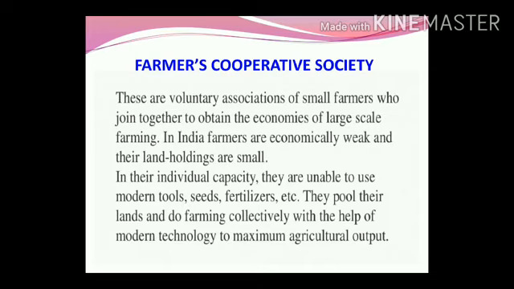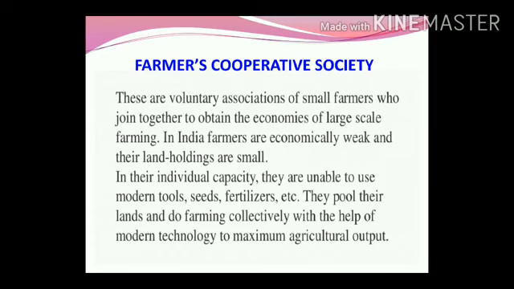So, these societies aim at organizing agriculture on a large-scale basis so as to increase agricultural productivity and improve the economic condition of the farmers. Then they pool their land and do farming collectively with the help of modern technology, improved seeds, other agricultural inputs, irrigation facilities, etc. to get maximum agricultural output.